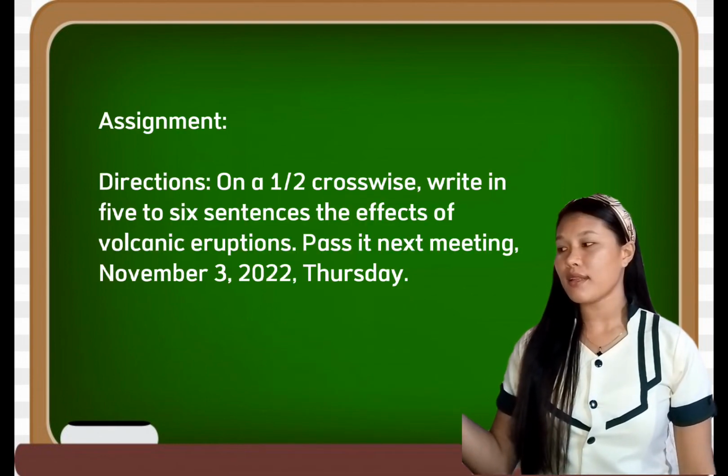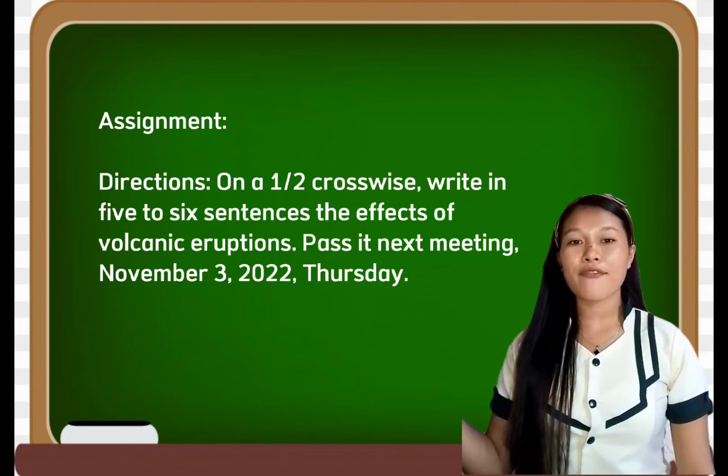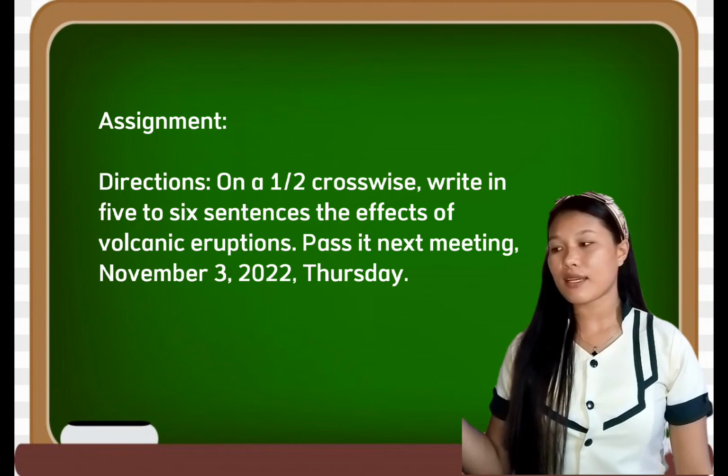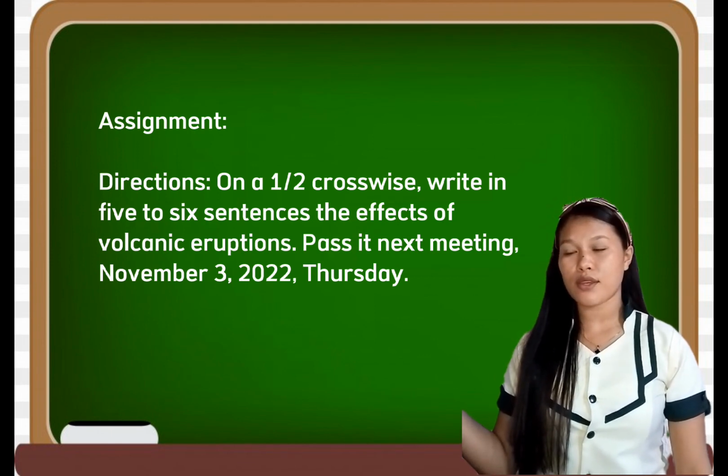Okay, who got the perfect score? Please raise your hands. Very good. Then please pass your answer sheets here in front. And then before we end our lesson, please write your assignment in your notebook, and please read, everybody, the directions. On a 1/2 crosswise, write in 5 to 6 sentences the effects of volcanic eruptions. Pass it next meeting, November 3, 2022, Thursday.